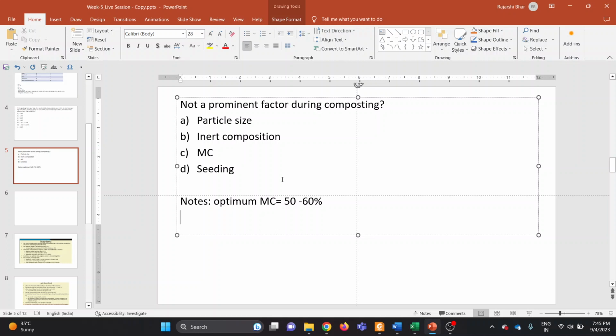Okay, fine. And regarding the particle size, what should be the particle size? The particle size should preferably be 25 to 75 mm. Fine. So this is done.